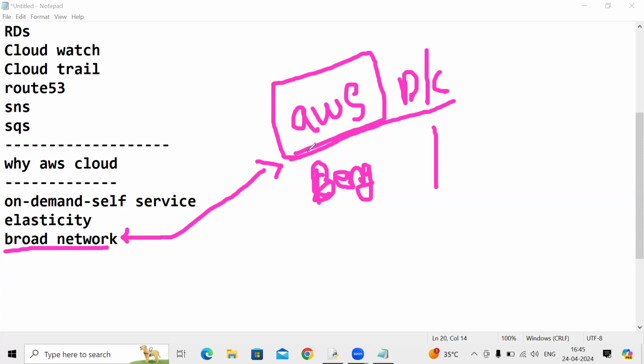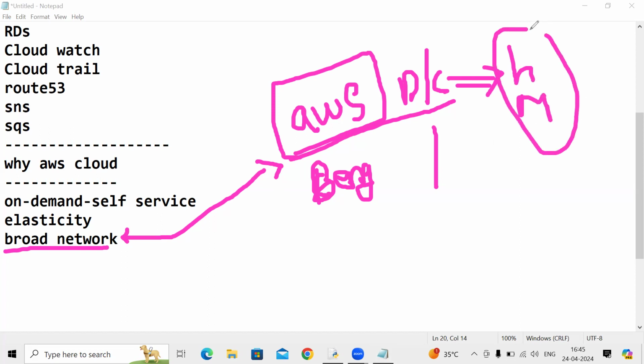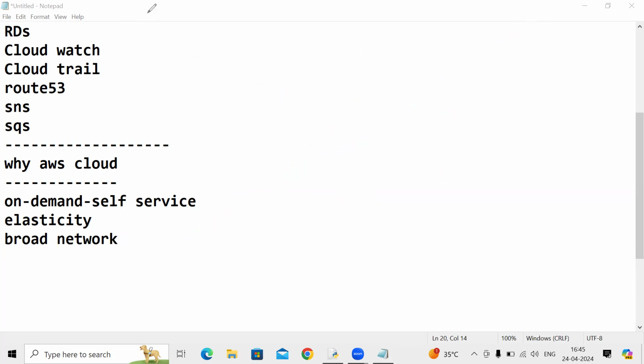Why? Because AWS has a wide range of network and many data centers. In Hyderabad and Mumbai also, we have data centers. We can easily access the service within seconds without any network issues. This is broad network. And coming to one more point, resource pooling.